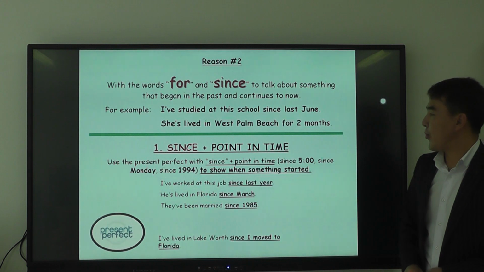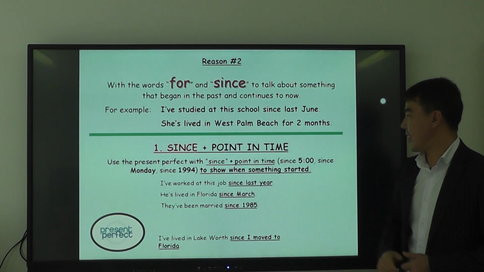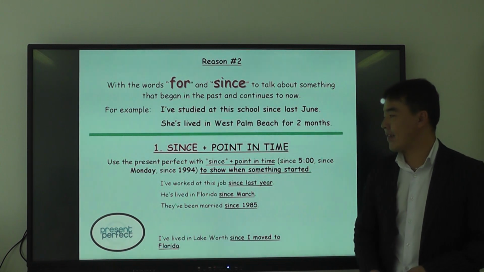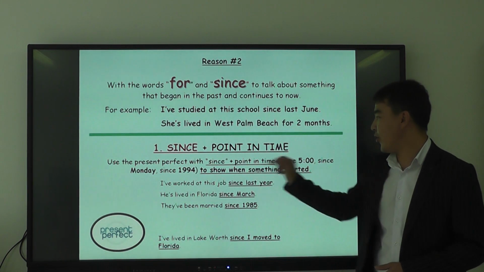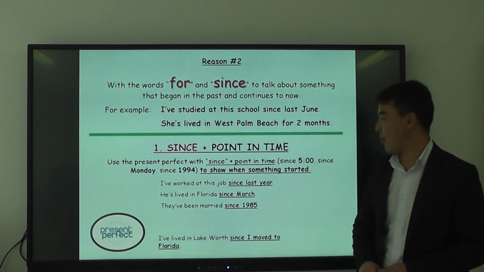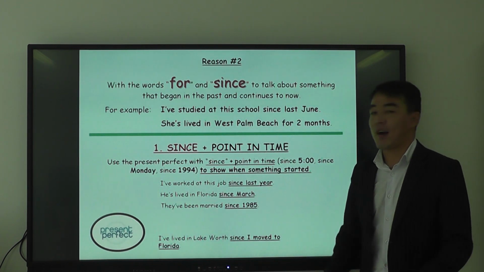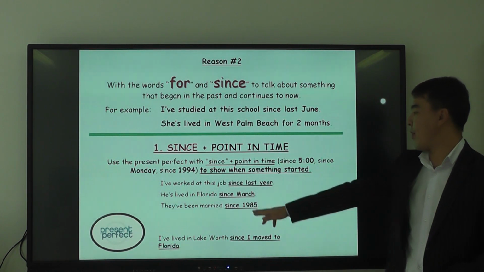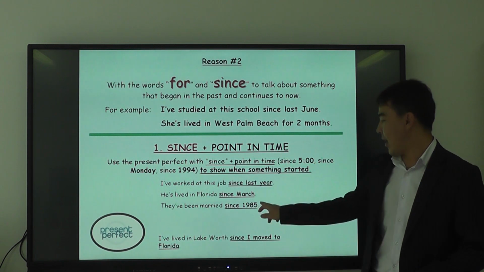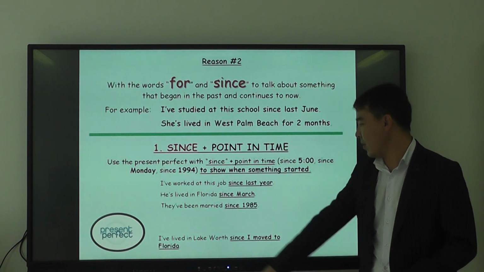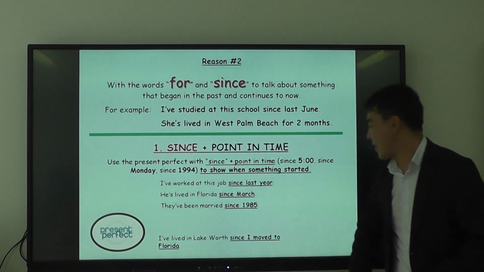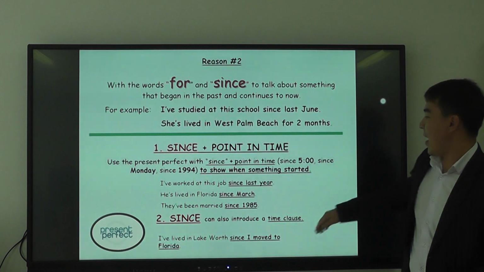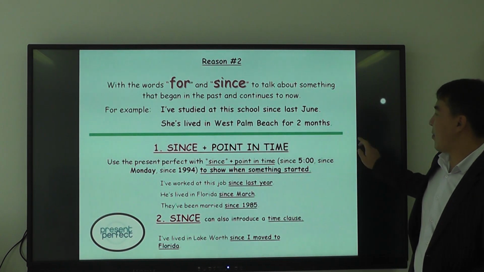Use the present perfect with since plus point in time, since 5, since Monday, since 1994, to show when something started. For example, I've worked at a job since last year. He's lived in Florida since March. They've been married since 1985. And I've lived in Lake Worth since I moved to Florida. And since is also introduced in a time clause.